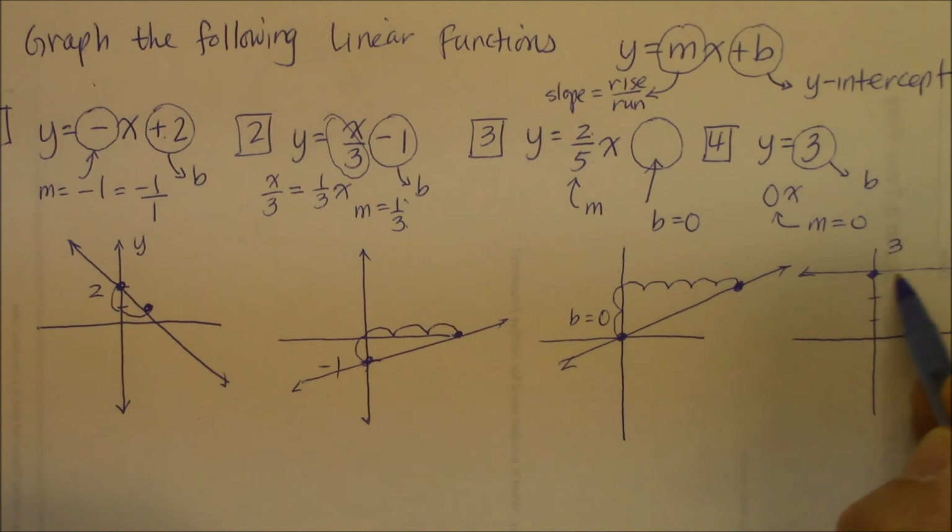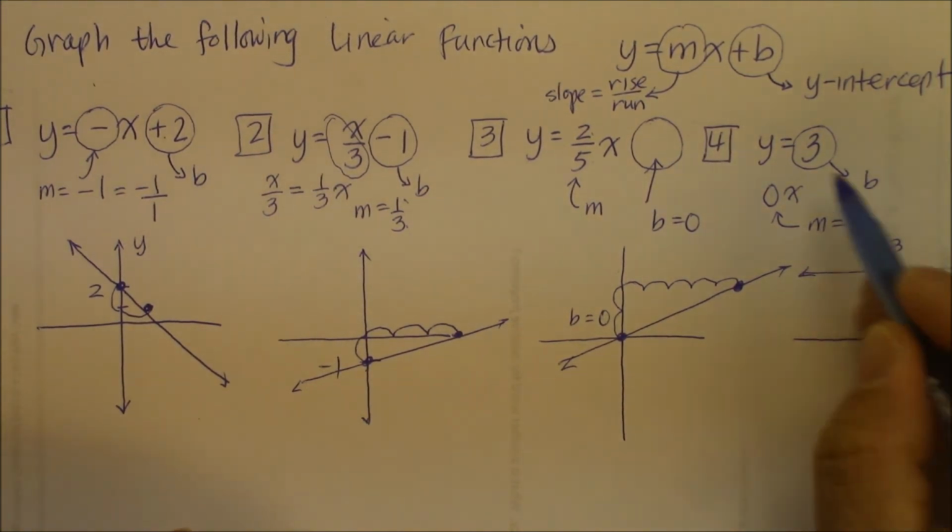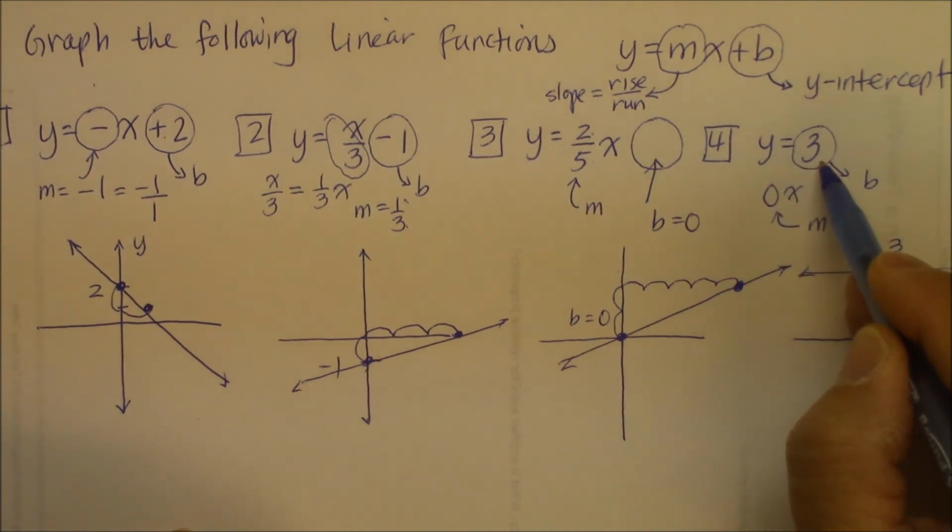If you stood on this thing, on a ski, you will not be going up or down or left or right. It will just be standing in one spot. I guess we call that cross-country skiing. So this represents the graph of when y is equal to 3 with no x.